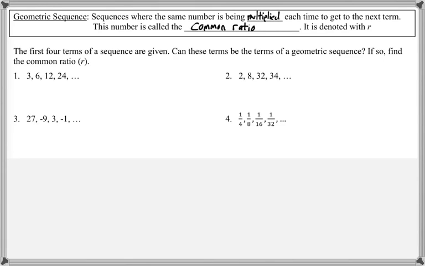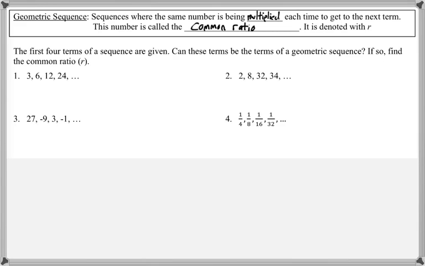So with arithmetic sequences it was called the common difference. Now it's called the common ratio, and it's denoted with R. So it says the first four terms of a sequence are given. Can these terms be the terms of a geometric sequence? And if so, find the common ratio.